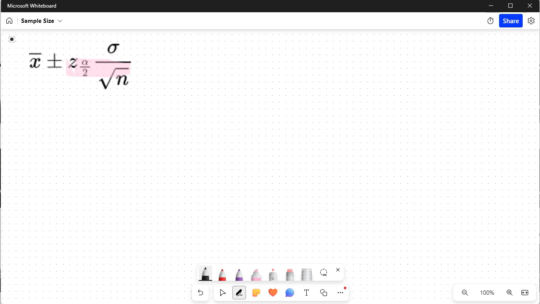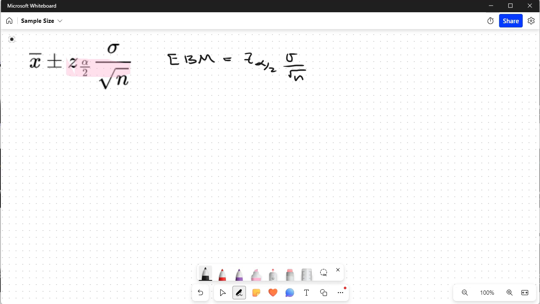Now, this part that we look at is known as the margin of error. The margin of error is usually m, but we can say it's the EBM. That will be denoted as the product of our z alpha divided by 2, multiplied by our standard error, sigma divided by root n.